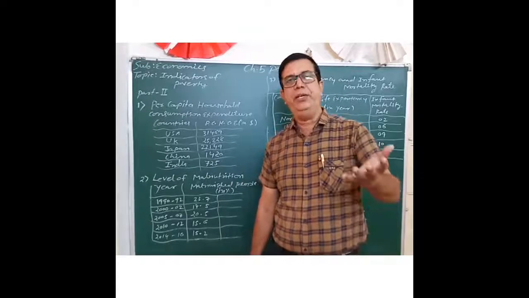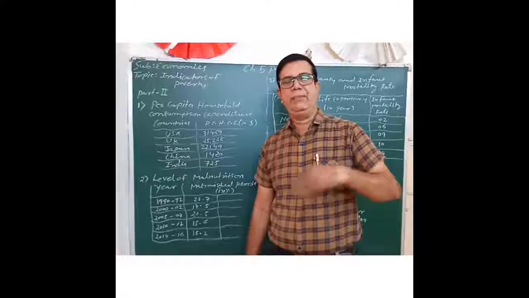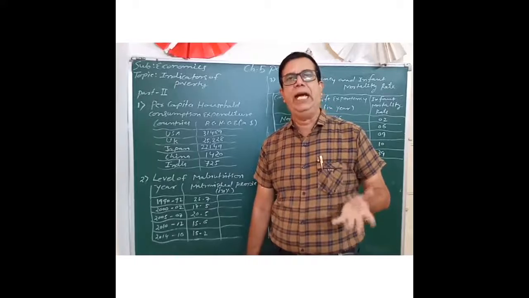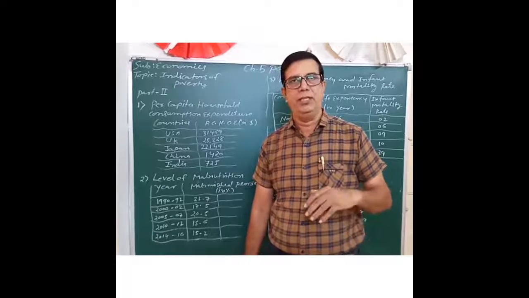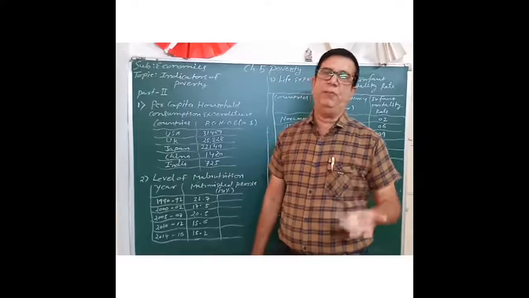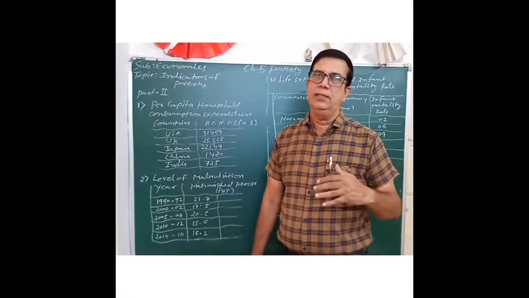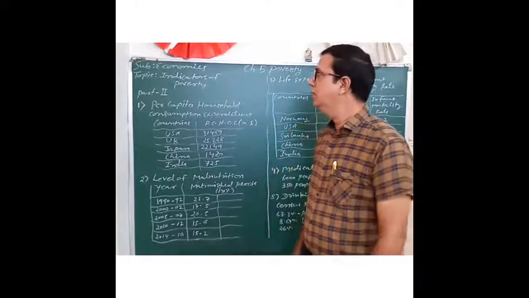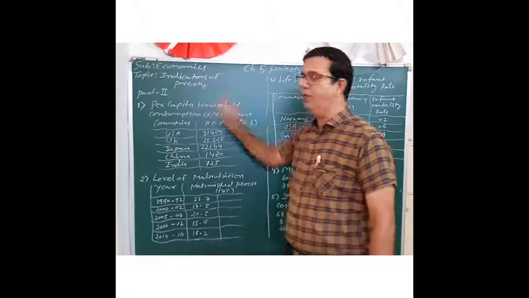In the last video I explained what is poverty and types of poverty. That means absolute poverty and relative poverty. Now today, indicators of poverty.